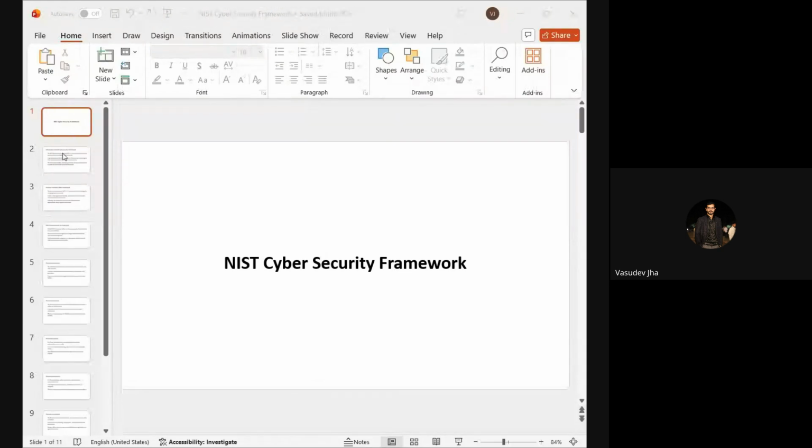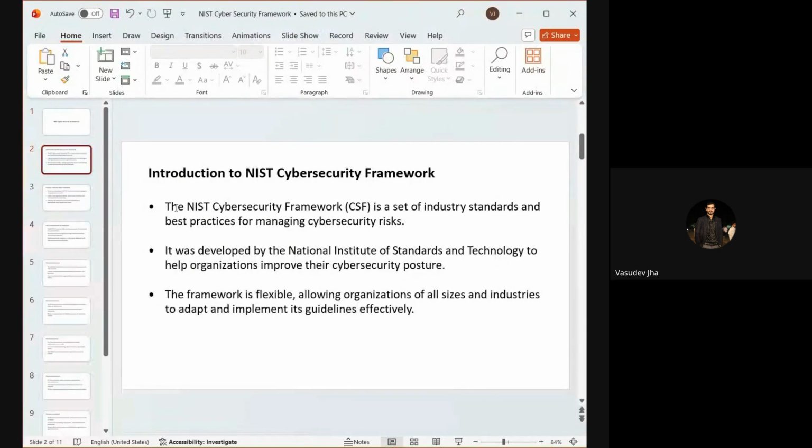Now we will move to the last topic of today's session, which is NIST CSF. Okay. The NIST Cybersecurity Framework, CSF, is a set of industry standards and best practices for managing cybersecurity risks.